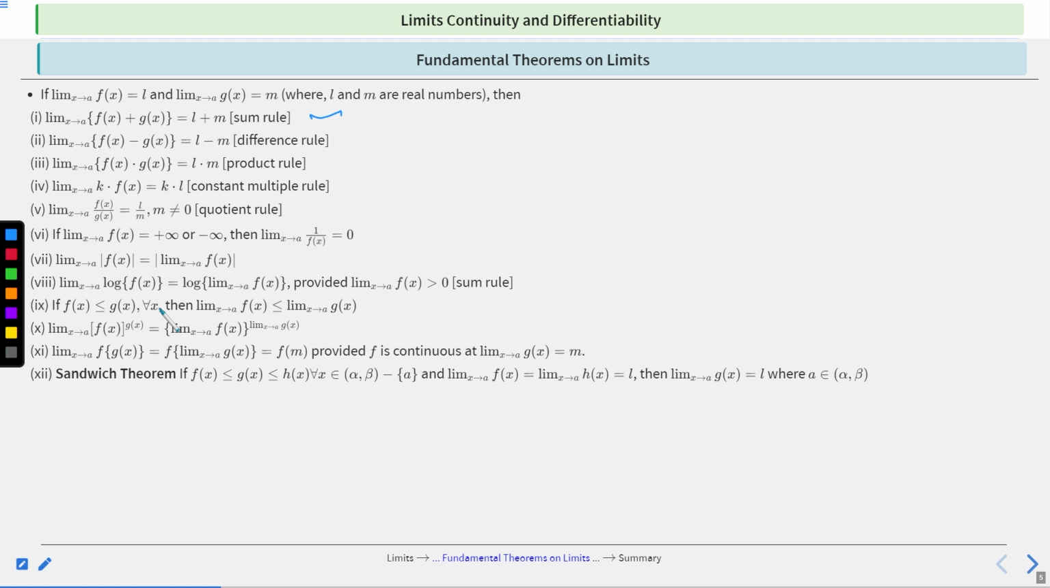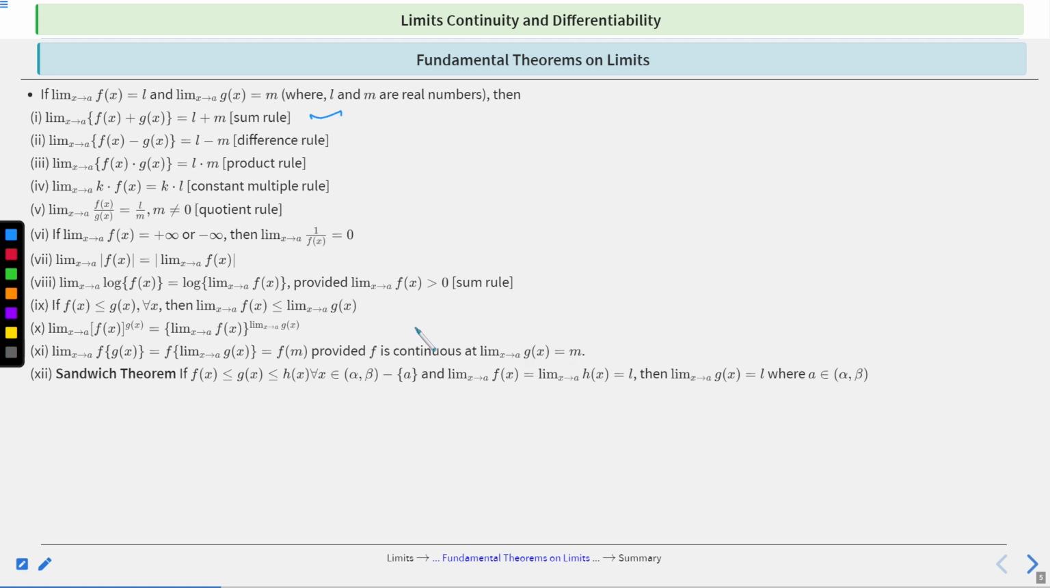Next is if f(x) is smaller than or equal to g(x) for all x, then limit x tending to a f(x) should be smaller than or equal to limit x tending to a g(x). Clear? Next, limit x tending to a f(x) to the power g(x) can be written as limit x tending to a f(x) to the power limit x tending to a g(x). Clear? Next, limit x tending to a f of g(x) can be written as f of limit x tending to a g(x), which is equal to f of m, provided f is continuous at limit x tending to a g(x) equal to m.